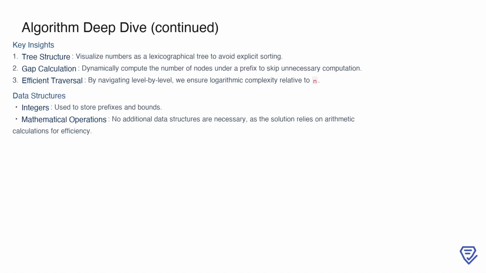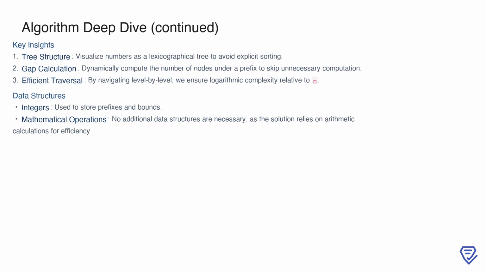There are three key insights that make this algorithm efficient. First, visualizing the numbers as a lexicographical tree allows us to avoid explicitly sorting them. This tree structure helps us systematically navigate through the numbers. Second, the gap calculation is dynamic, meaning we compute the number of nodes under any prefix on the fly, which eliminates unnecessary pre-computation. Finally, the traversal technique ensures efficiency by navigating the tree level by level. This keeps the complexity logarithmic relative to n.